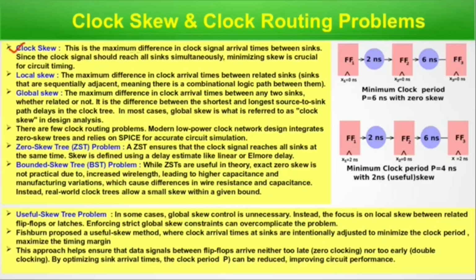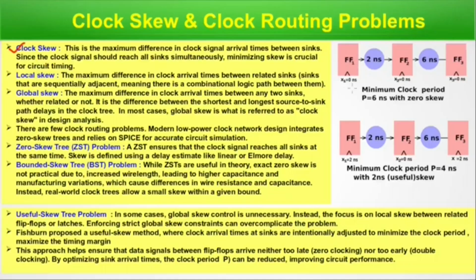Clock skew is the maximum difference in clock signal arrival times between sinks. Since the clock signal should reach all sinks simultaneously, minimizing skew is crucial for circuit timing. Ideally, the clock should reach every sink at the same time, although it doesn't happen because the signal takes finite time to travel through the wires. Local skew is the maximum difference in clock arrival times between related sinks that are sequentially adjacent, meaning there is a combinational logic path between them.